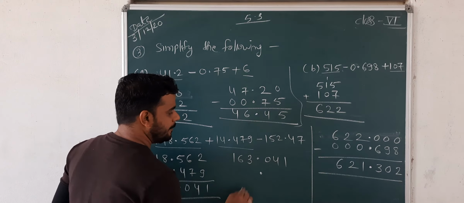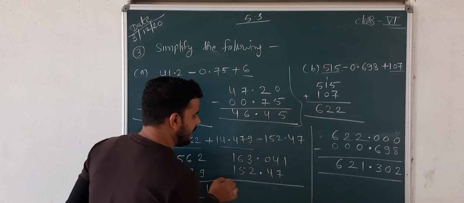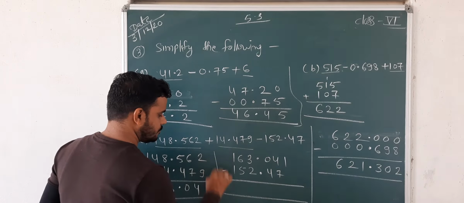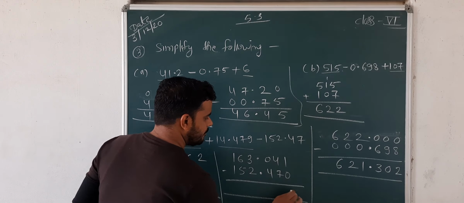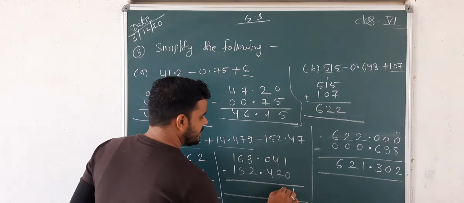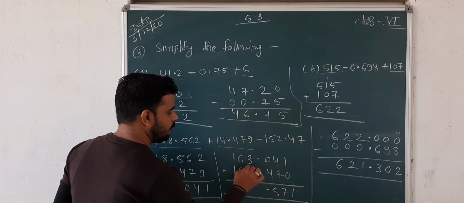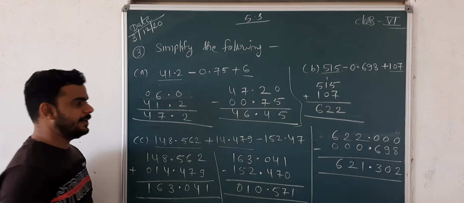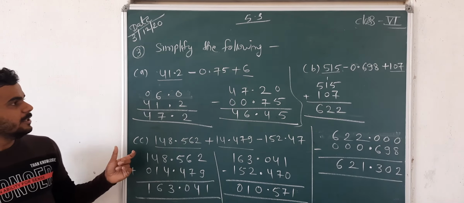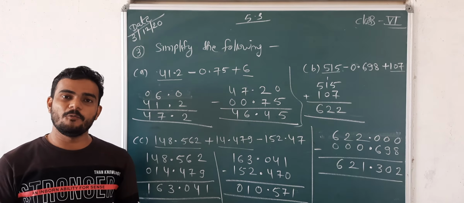Then in the front of point 2, 5, 1 and 4 and 7. Blank place, you just put the 0. 1 minus 0, 1. 14 minus 7, 7. 9 minus 4, 5. 2 minus 2, 0. 6 minus 1 and 0. So 10.571. Okay. So one last question, D of third one, you have to solve in homework.